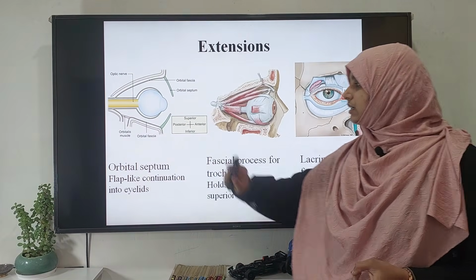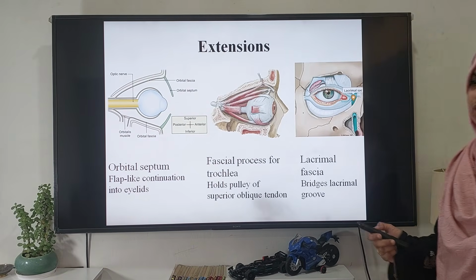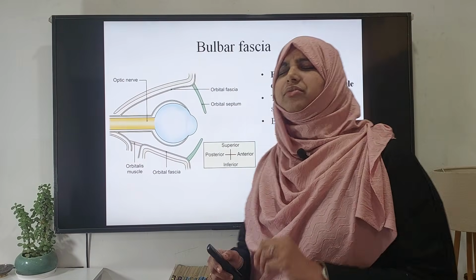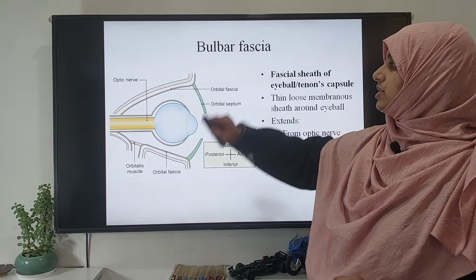Number one, orbital septum, then fascial process for trochlea, then we have the lacrimal fascia, right? So this is the first kind of fascia. Next, we have a very important fascia. This is called the bulbar fascia, right?